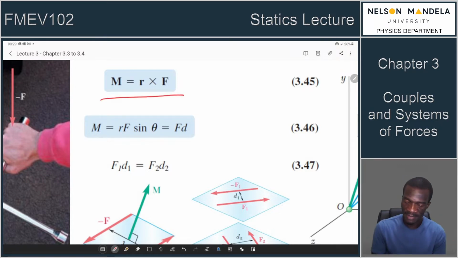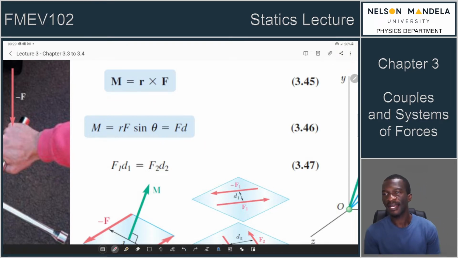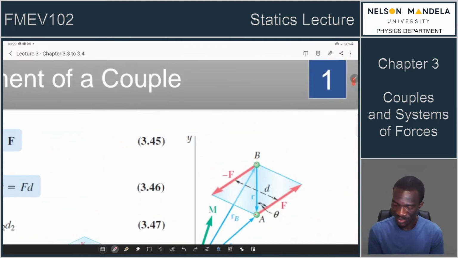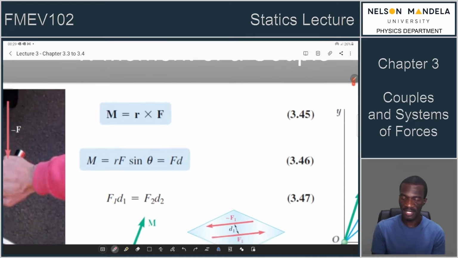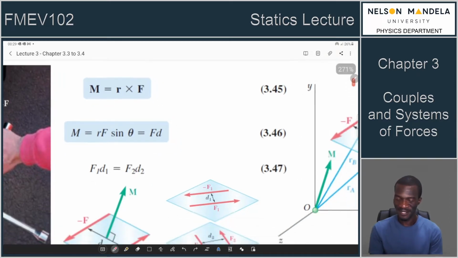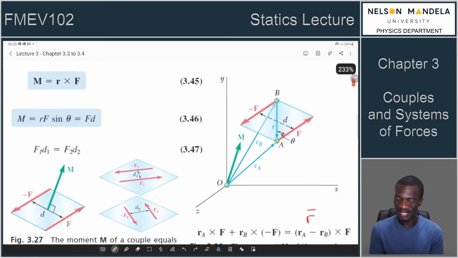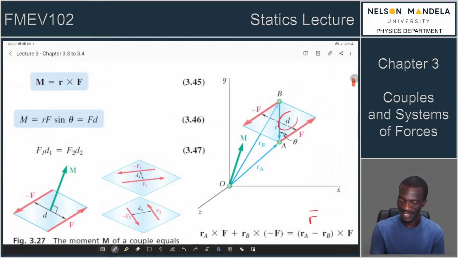Since the moment has been defined as such, then by magnitude we know it is RF sine theta, because the angle between these two is theta. Where is the theta? We can see it, it's defined there. So since we have our RF sine theta, then it's also equal to FD. In other words, for the moment of a couple, you just look at the distance between the two lines of action of the forces that make up the couple.